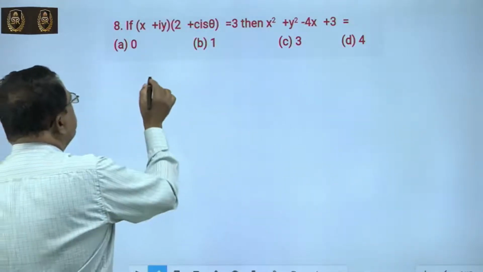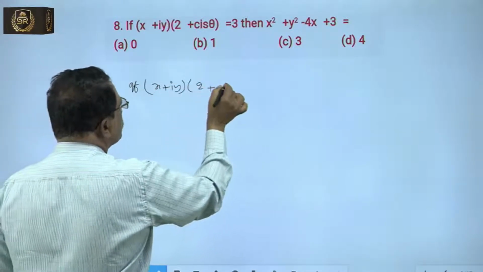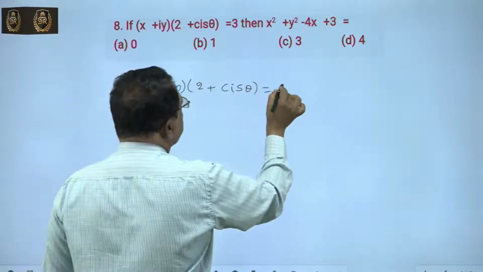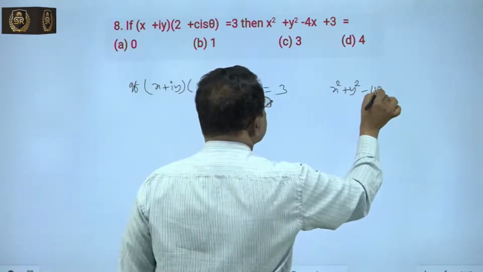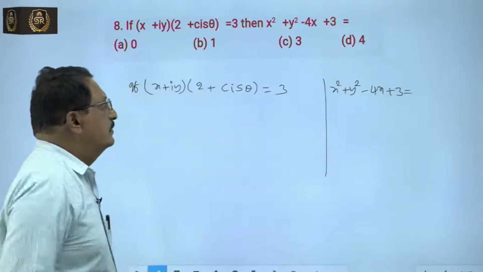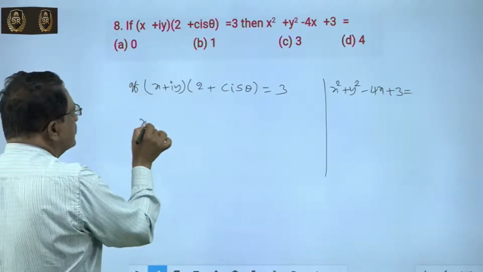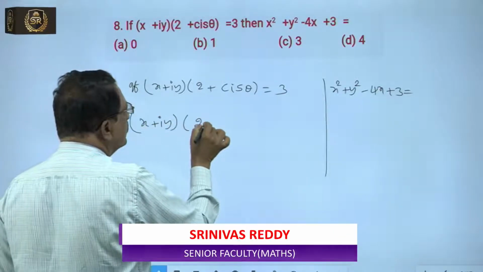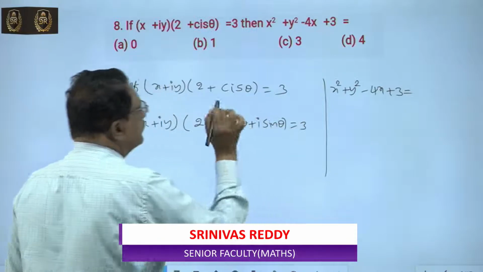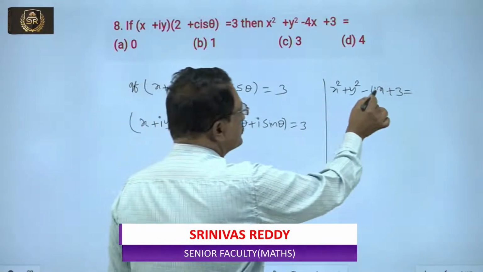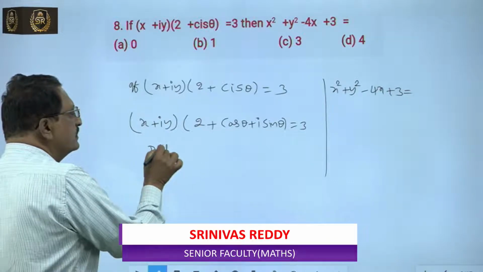Next, eighth problem. If (x plus iy) into (2 plus cos theta) equals 3, required the value of x square plus y square minus 4x plus 3. Here, given (x plus iy) into (2 plus cos theta plus i sin theta) equals 3. To find the value, put theta equal to any known value; suppose theta equals 0 degrees.